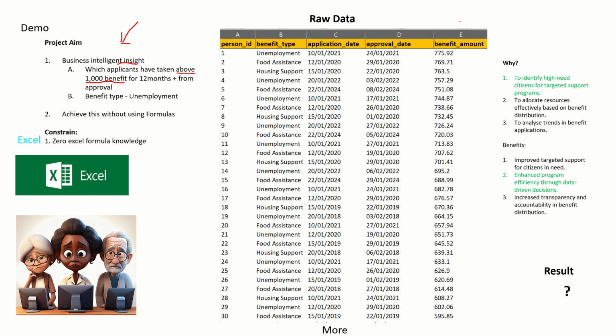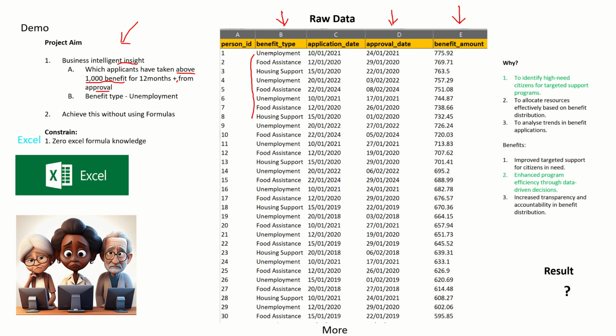Looking at it, it will be column E we'll be looking at. Then the next bit is 1,000 benefits for 12 months plus. For 12 months plus, we should be looking at the approval. I can see it's going to be column D, because it's as regards the approval date. The next bit, B here, benefit type should be unemployment. Inspecting this B column, I can see there are different benefit types here.